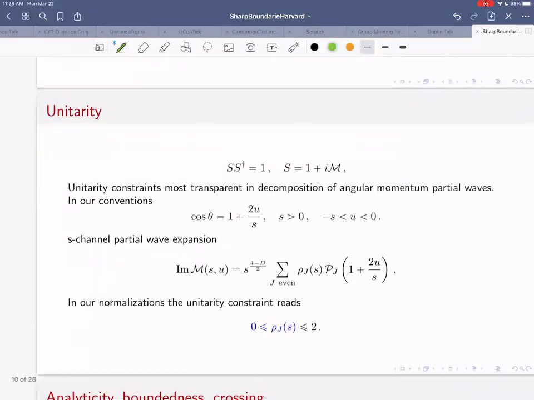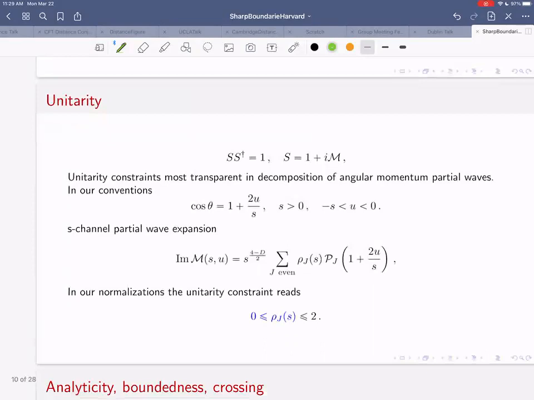Now, of course, the idea is to use some sort of S-matrix bootstrap approach, and so we need to clarify what property we expect from the S-matrix. The one that I would say is rather uncontroversial is that the S-matrix better be unitary. Here I'm writing the S-matrix as the disconnected piece plus the amplitude M.